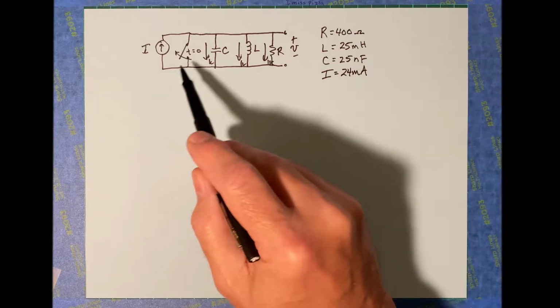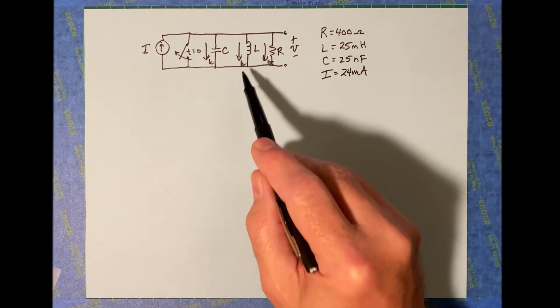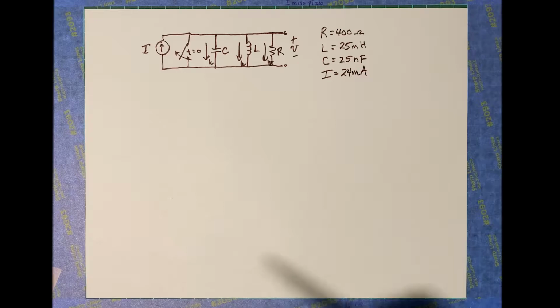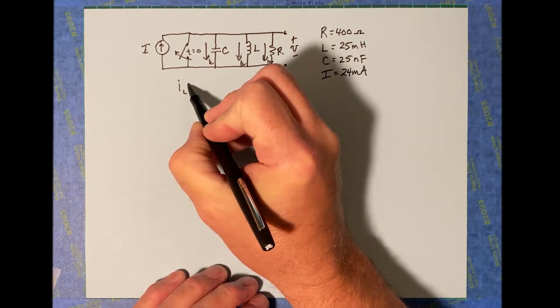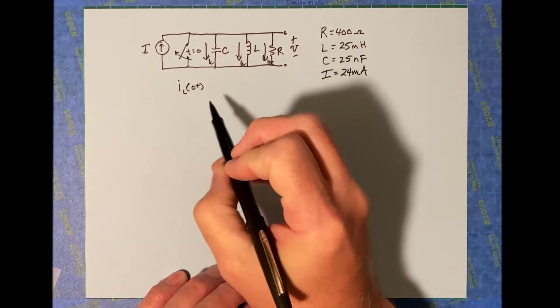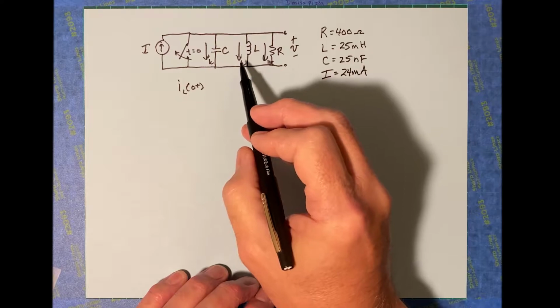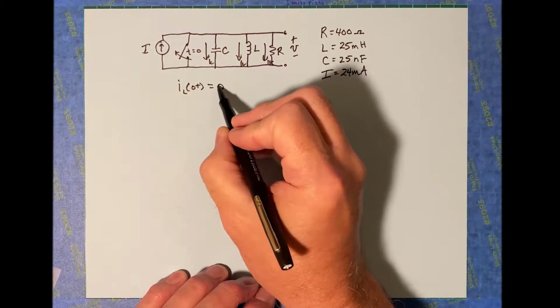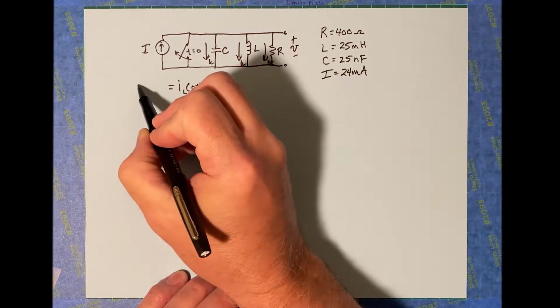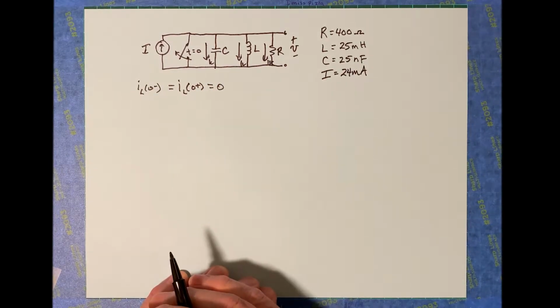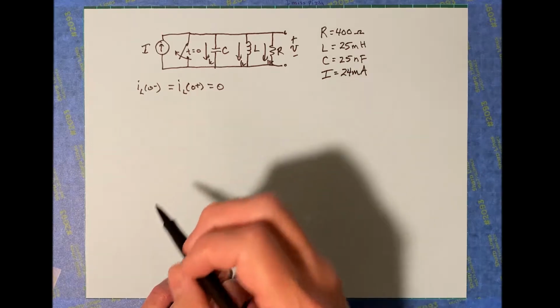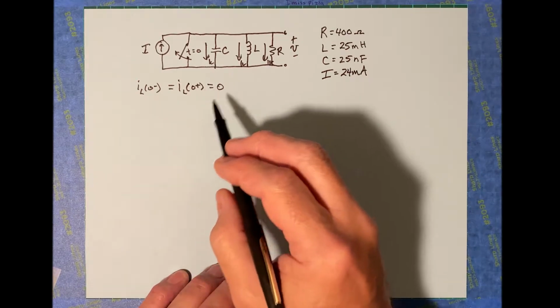All right, what about much later on? Much later on, all of the current's going to be going through the inductor, and that's because the inductor is going to behave like a wire. So I sub L at 0 plus, right at t equals 0, is going to be 0. And why is that? Well, that's because I sub L at 0 minus was 0, and you cannot have an instantaneous change in current for an inductor like that. So that has to be 0.